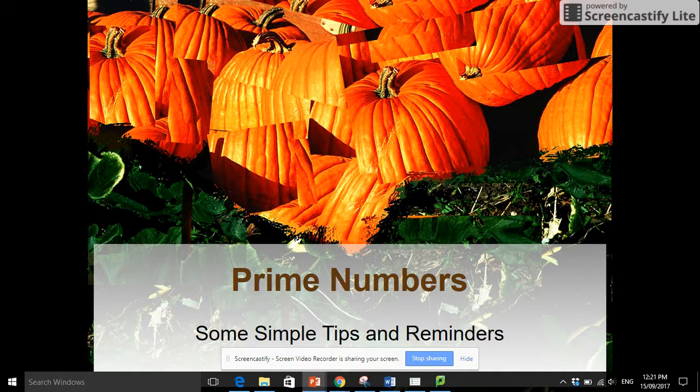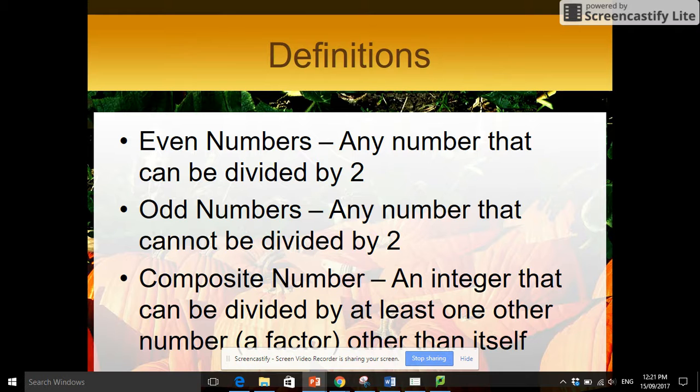Okay, so we're looking at prime numbers. You've probably heard this before, but I just want to go over it with you. So first of all, even numbers are any number that can be divided by 2. That means that it can be divided by 2 with no remainder. An odd number can't be divided by 2 because there is a remainder.